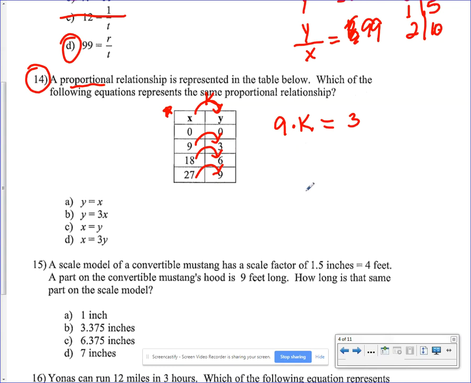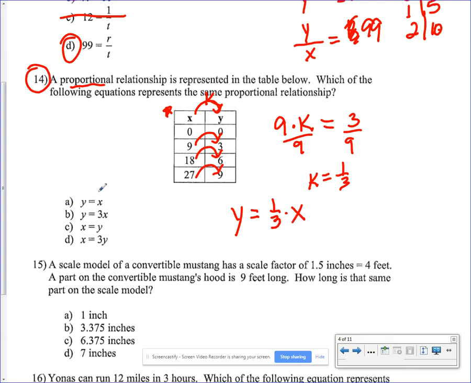So it looks like I have to do something like, if I divide both sides by 9, it looks like my constant is actually the fraction 1/3. I take 1/3 times 9, I get 3. 1/3 times 18, I get 6. 1/3 times 27, I get 9. Now, as I'm looking at this, that means I should have an equation that looks like this. y equals 1/3 times x.